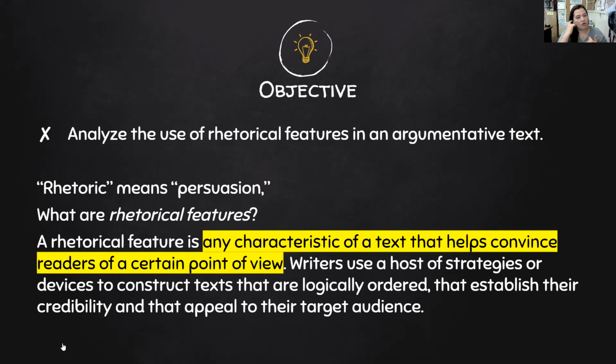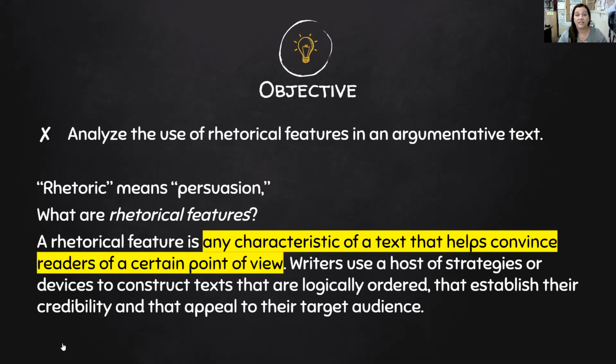So what are the rhetorical features? A rhetorical feature is any characteristic of a text that helps convince readers of a certain point of view. Writers use a host of strategies or devices to construct texts that are logically ordered, that establish their credibility, and that appeal to their target audience. So a rhetorical feature is anything they're doing that's persuasive in their piece.